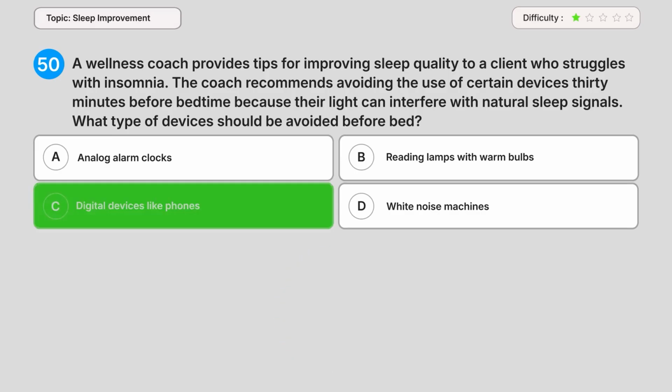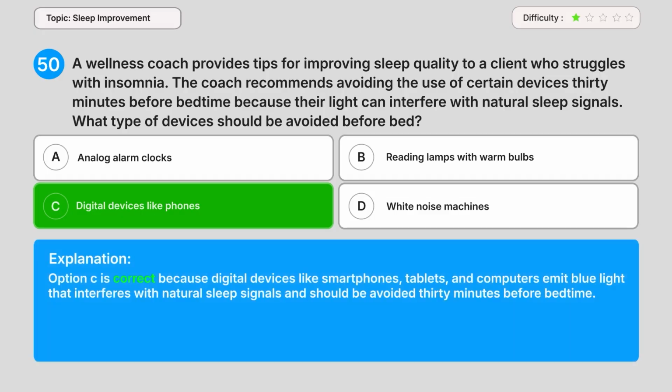Correct answer, C. Digital devices like phones. Explanation. Option C is correct because digital devices like smartphones, tablets, and computers emit blue light that interferes with natural sleep signals and should be avoided 30 minutes before bedtime.